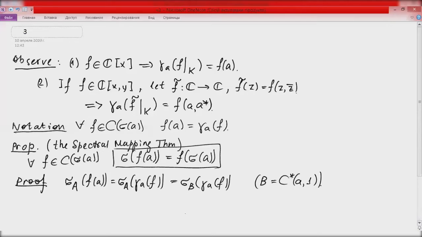And we already know that gamma is an isometric star isomorphism between the algebra of continuous functions on the spectrum and the subalgebra B. And since it is an isomorphism, we can continue this chain of equalities as follows. This is the spectrum of f calculated in the algebra of continuous functions on sigma of A. But we know that the spectrum of a continuous function is the set of all values of this function, f of sigma of A. And this completes the proof.